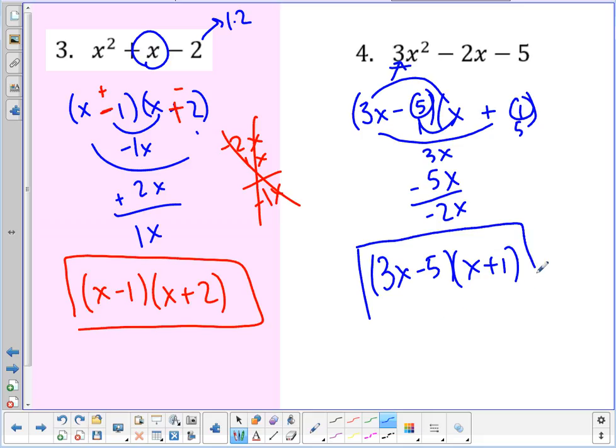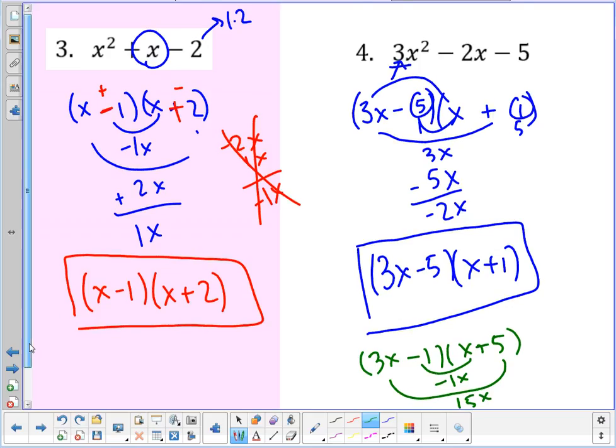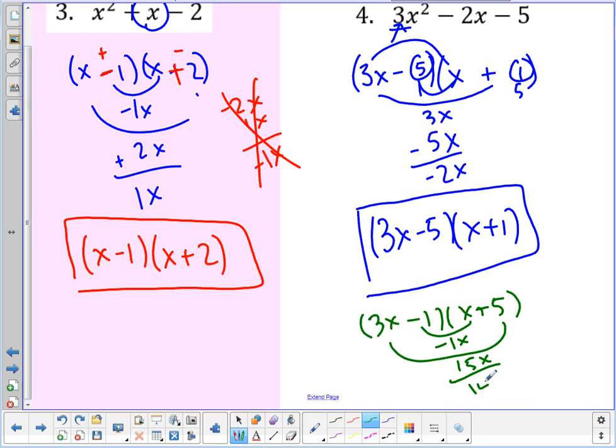Now again, you're just guessing and checking here. Had I flipped those, let's say I would have done 3x minus 1 and x plus 5, this inside would have given me a negative 1x. This outside would have given me a 15x. And that would have given me a 14x overall. That's too much, because all I want is a negative 2. So you're just guessing and checking here. You're just figuring out, how do I force my way into those factors? How do I force those factors into the spots they're supposed to be in?